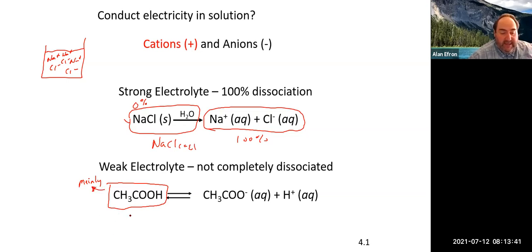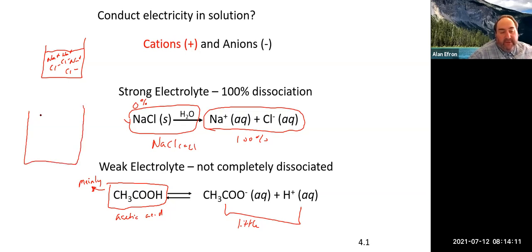Again, this is acetic acid, from acetate, A-T-E. But it will still break apart a little bit into these ions here. So we do get a little of these produced. In this solution, we are producing a little bit of ions, and that is still going to allow it to conduct electricity, but nowhere near what we would see in a sodium chloride solution.